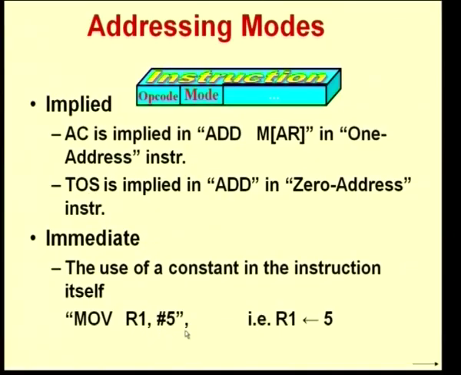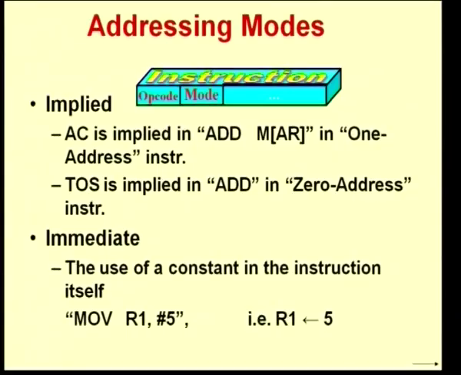So, when this instruction gets executed, the value 5 would be stored in the register r1. You can see why it is called immediate, because the value is immediately available in the instruction itself. Nothing else needs to be done. I do not have to fetch the operand from anywhere. The operand is available directly in the instruction itself. So, from the instruction I can take the value and store it in the register r1. This is called immediate addressing.